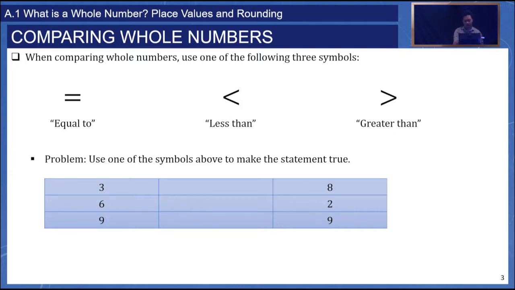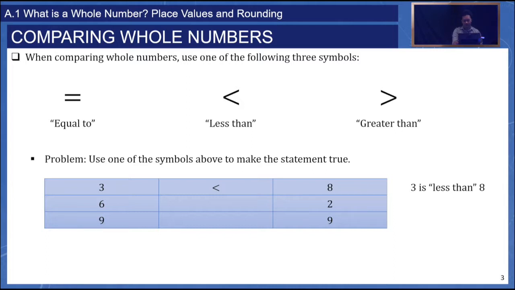So in the first row, we have 3 and 8. Would you say 3 is equal to 8, 3 is less than 8, or 3 is greater than 8? You would say 3 is less than 8, right? Because 3 is smaller than 8. So the less than symbol is the middle symbol, so you would write that between 3 and 8. And that says 3 is less than 8.